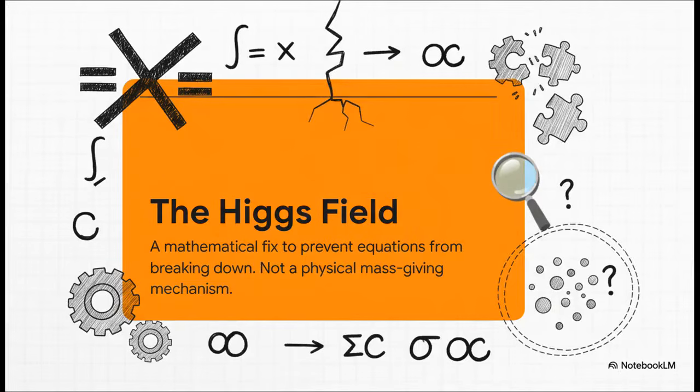Well, here's the thing. The Higgs field didn't start its life as a physical theory. It started as a mathematical necessity. A patch, really. Without it, the equations that describe some of our fundamental forces would just break. They'd spit out nonsensical, infinite answers. So the key takeaway is that the Higgs was added to make the math work, not because we observed a physical process for how mass is made.